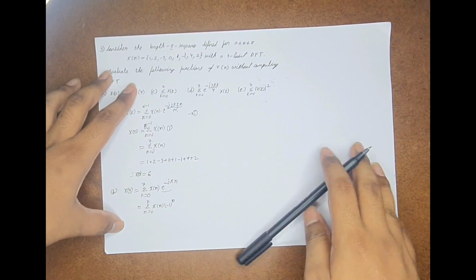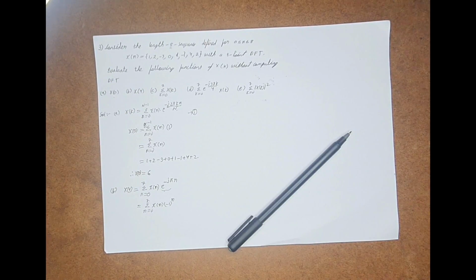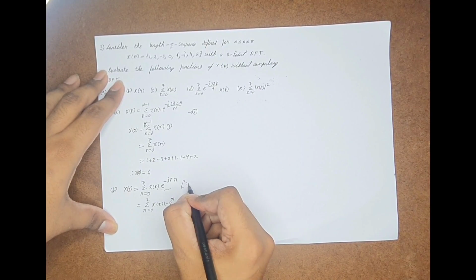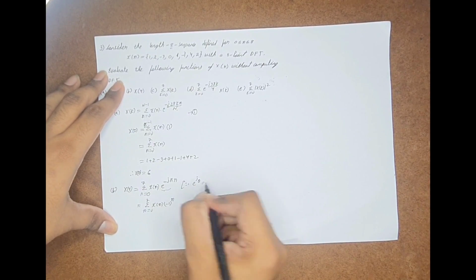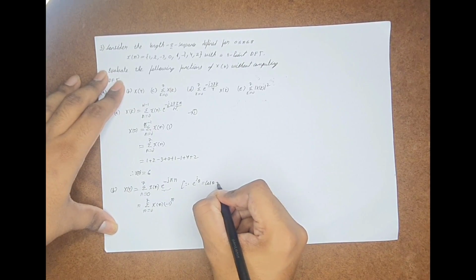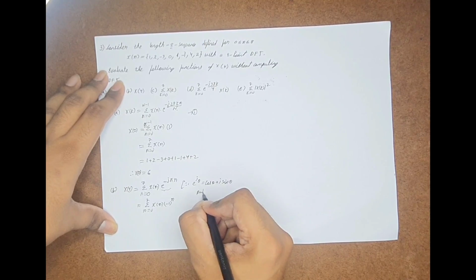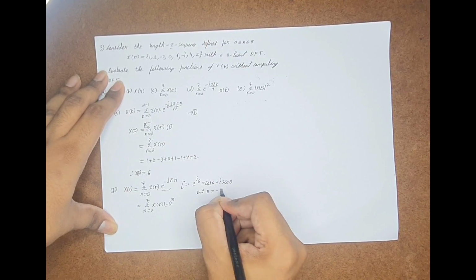Why, you may ask? Because whenever you have e power j theta, we know it is cos theta plus j sin theta. Put theta equals minus pi.